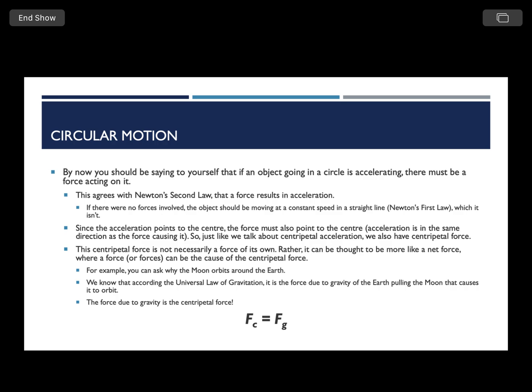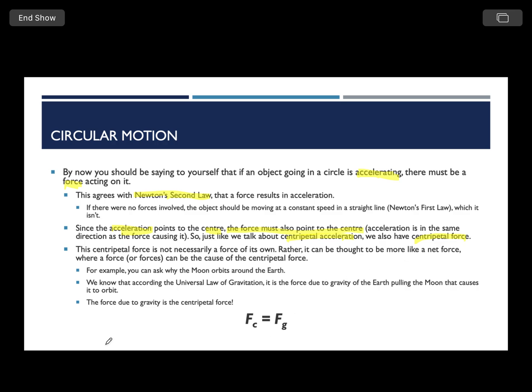Now, because we've got an acceleration, we have to have a force, because we cannot have an acceleration without a force. And this is according to Newton's second law. So if the acceleration is pointing towards the center, so must the force. So when we talk about a centripetal acceleration, we can also talk about a centripetal force.